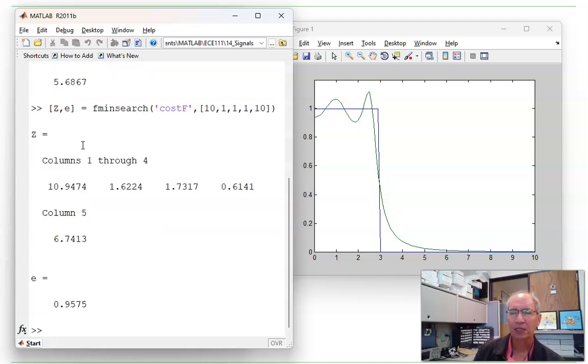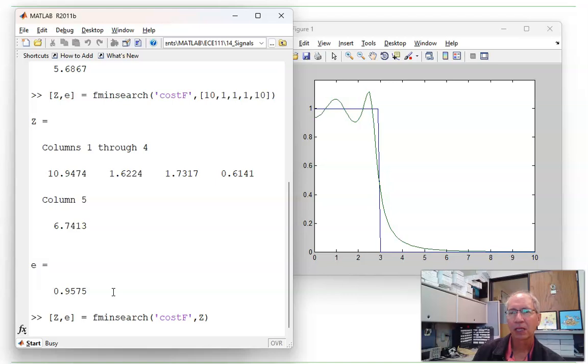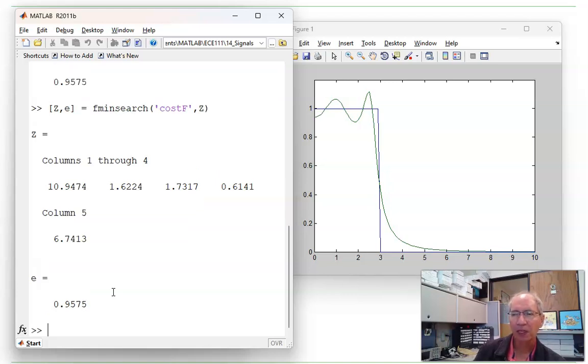And there it says, that's the best I can do. This is your A, B, C, D, E, sum squared error. Now with fminsearch, sometimes it kicks out due to max iterations. Sometimes it kicks out because it found the best it can do. If I say pick up where you left off, keep going, kind of make that cost 0.9575 smaller. The answer is nope, that's the best it can do.